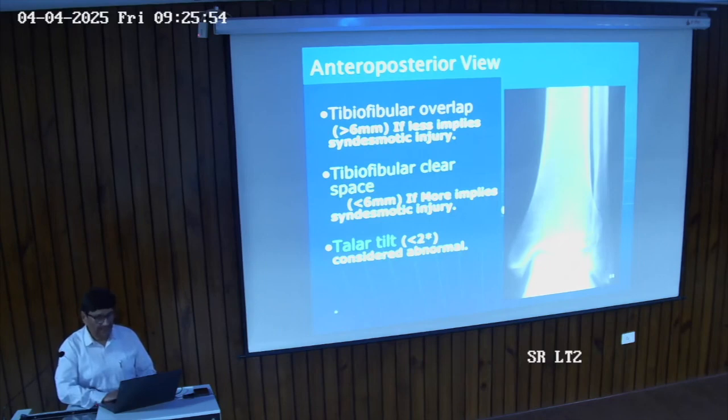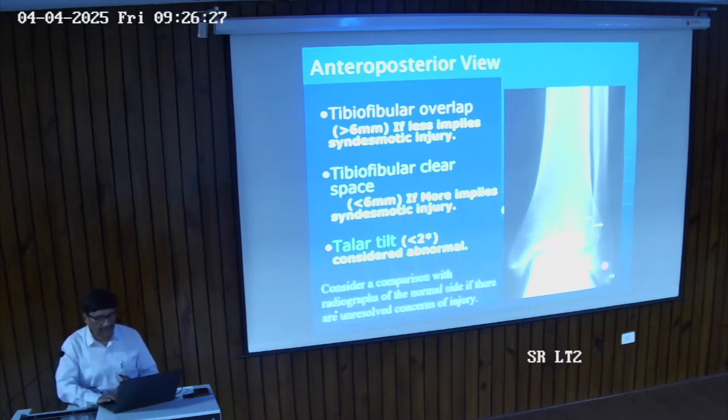Lastly, the talar tilt. Usually the talar dome line and the tibial plafond line are parallel. If they are tilting, and if this tilt is more than 2 degrees, that means there is a significant ankle injury. So this is the tibiofibular overlap, which should be more than 6 mm. This is the tibiofibular clear space, which should be less than 6 mm. And this is the talar tilt. The lines should be parallel, but if they are not parallel, then they are making an angle, and this should be less than 2 degrees.